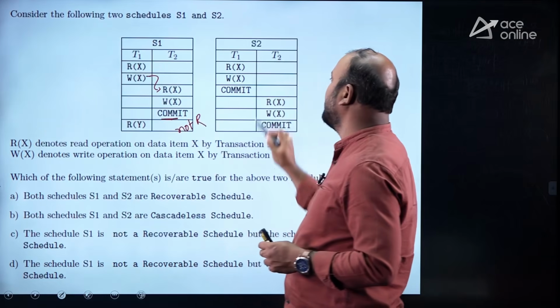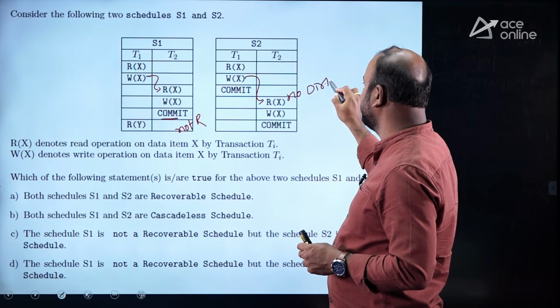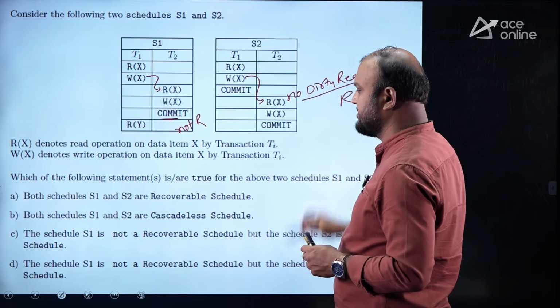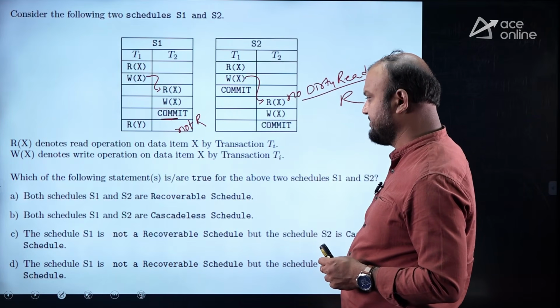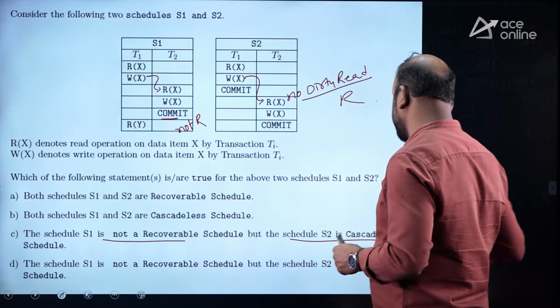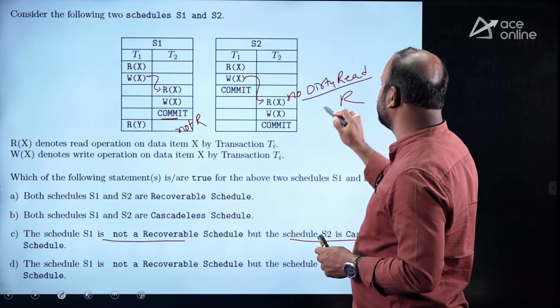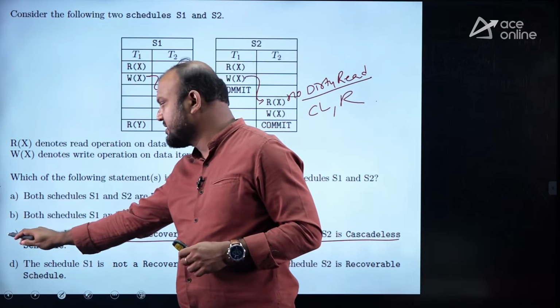And do you have any dirty reads? No dirty read, the schedule is recoverable. Finish. Schedule 1 is not recoverable, schedule 2 is recoverable. Schedule 1 is not recoverable, but schedule 2 is a cascadeless schedule. Okay. Why? Because no dirty read means it is cascadeless and also recoverable. That is perfect. That is option C.